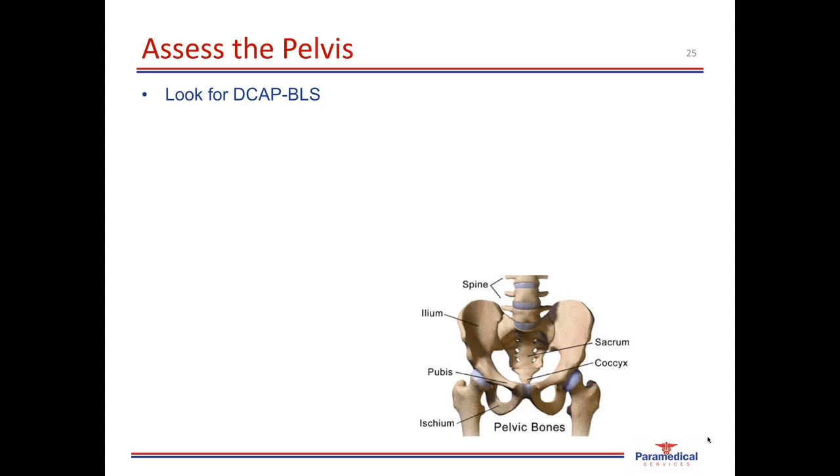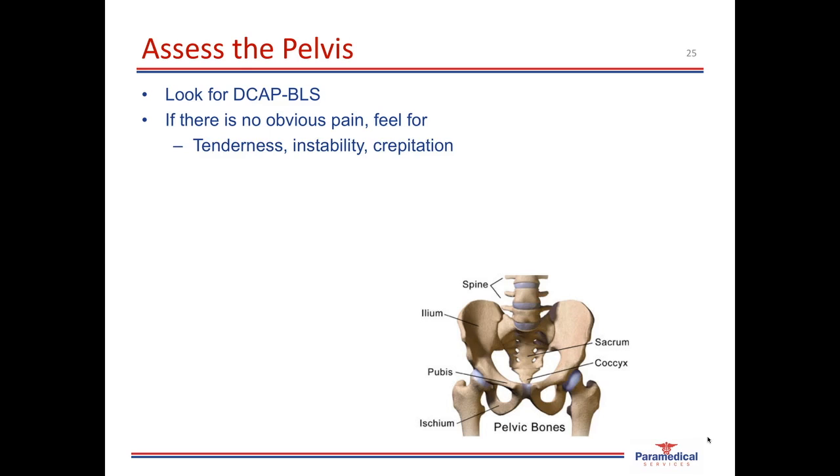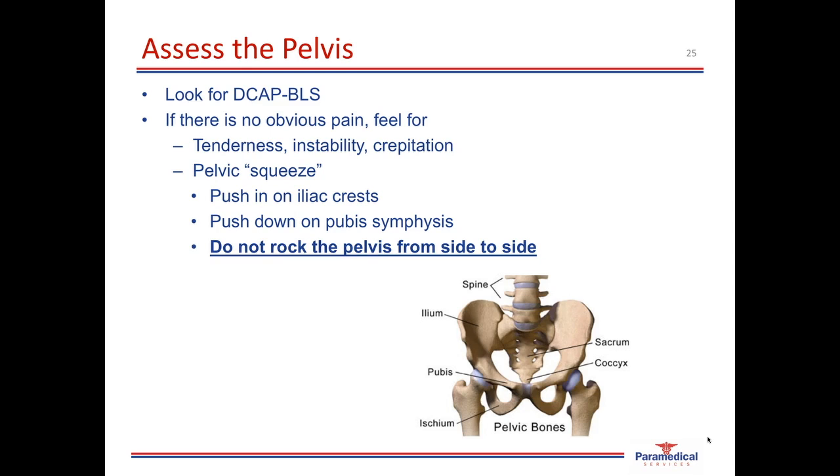Moving down to the pelvis, we want to observe and look for any DCAP, BTLS. If the patient is not complaining of any pain, then you can feel the pelvis, checking for tenderness, instability, and crepitation. We can do this by conducting a pelvic squeeze, where you push in on the iliac crests and push down on the iliac crests, and you can also push on the symphysis pubis, but make sure you do not rock the pelvis from side to side, as that can cause further damage and injury.